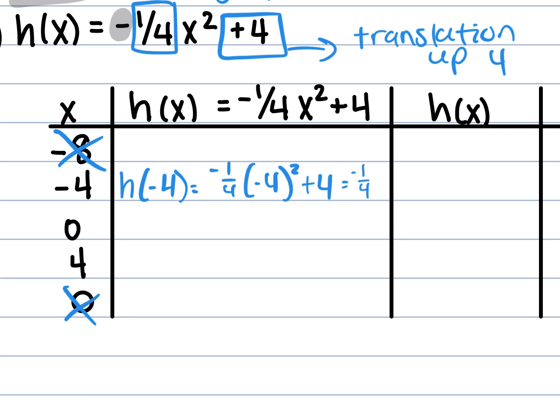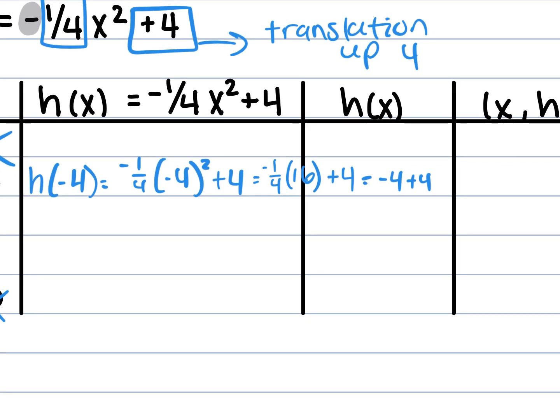So we have -1/4 times 16. Positive 16 or negative 16? Positive. Why is it positive? Because 2 negatives equal a positive. Very good. It's a negative times a negative. Now we have -1/4 of 16. What does that mean? 16 divided by 4. What is 16 divided by 4? -4. Very good, Mia, because the 1/4 was negative. So we have -4 plus 4. What is that? 0. So my first point is negative 4 comma 0.